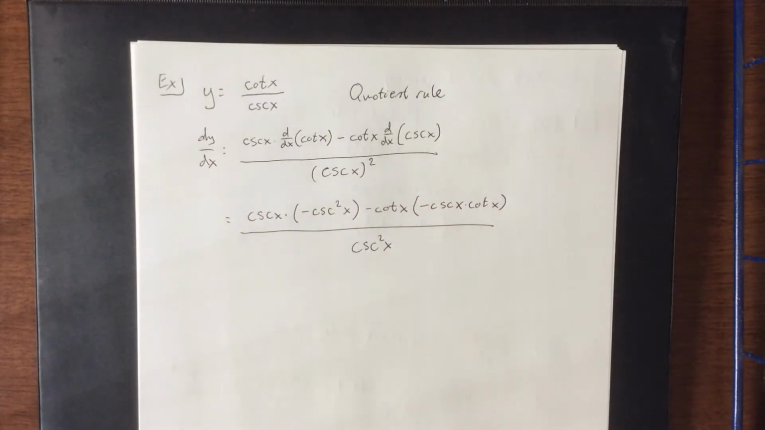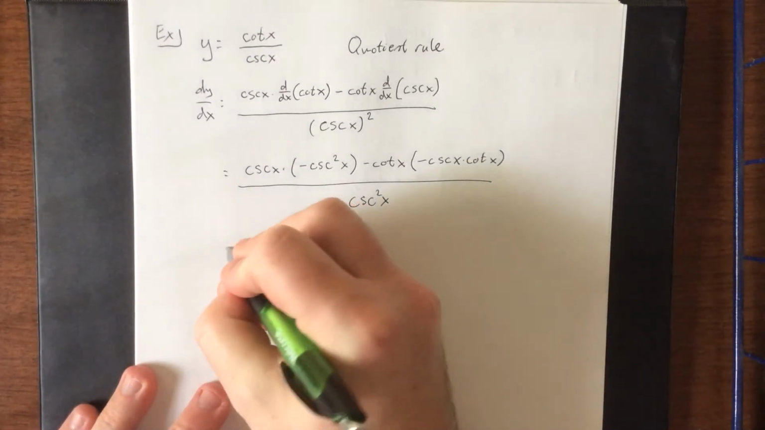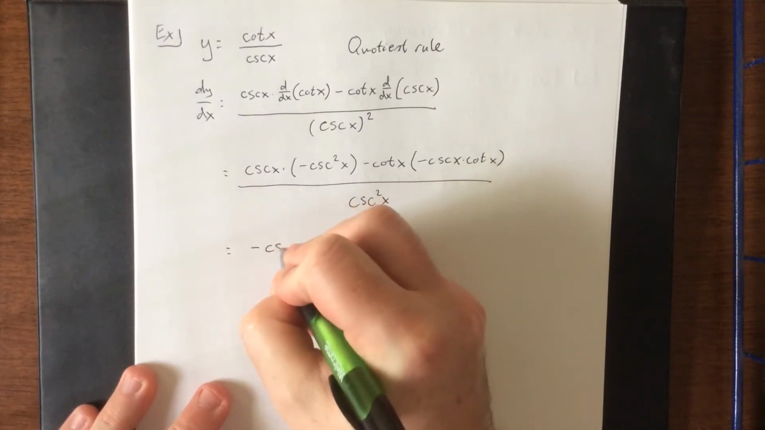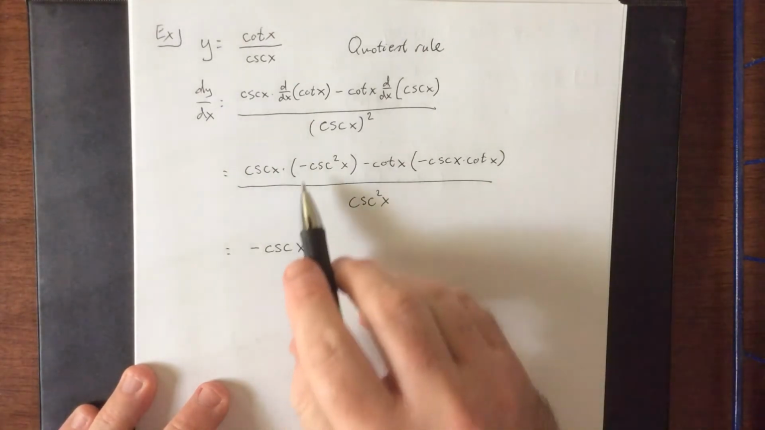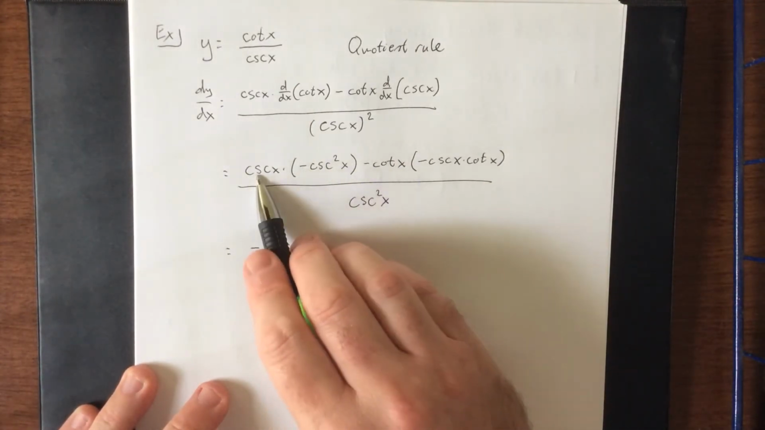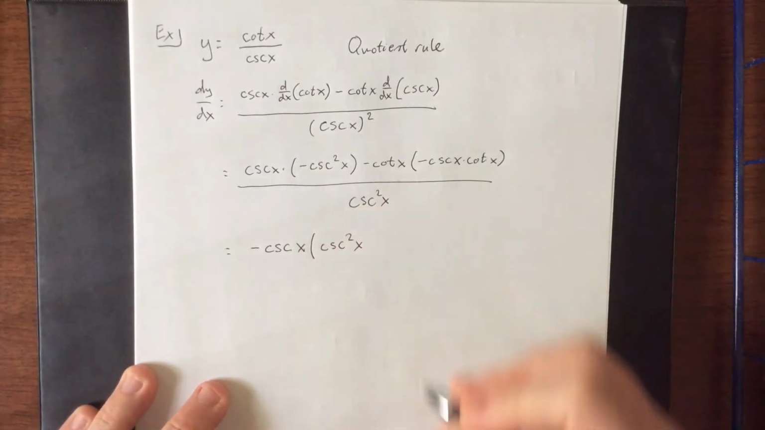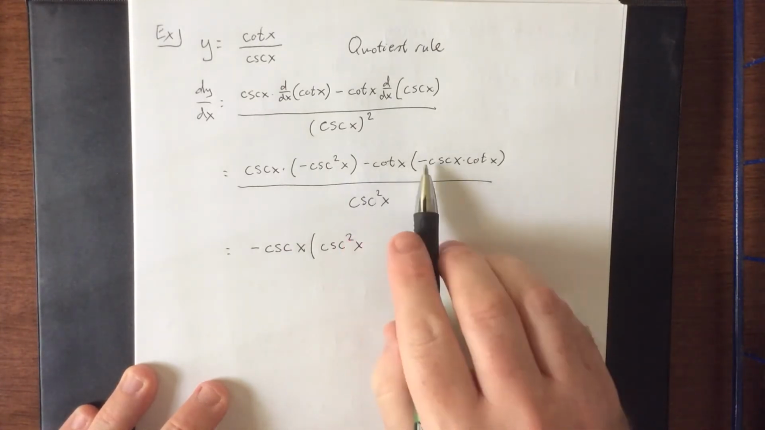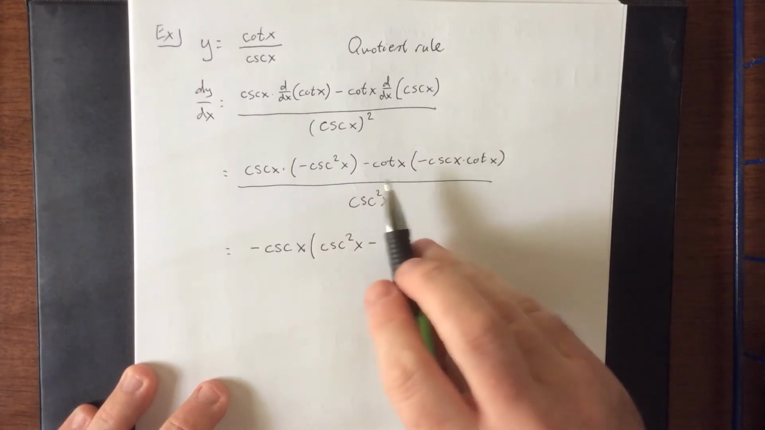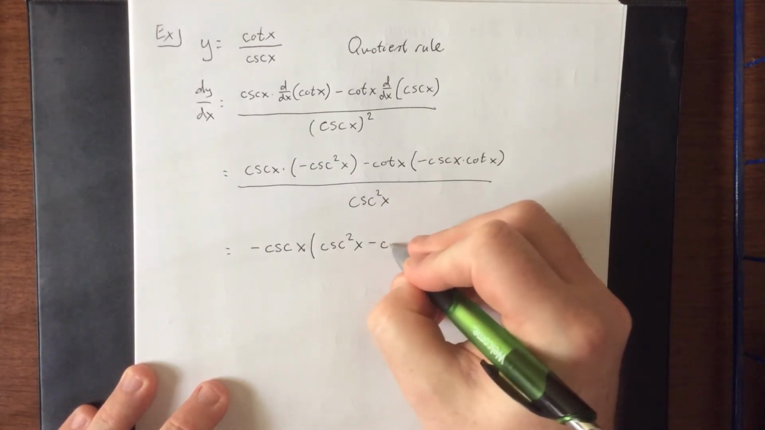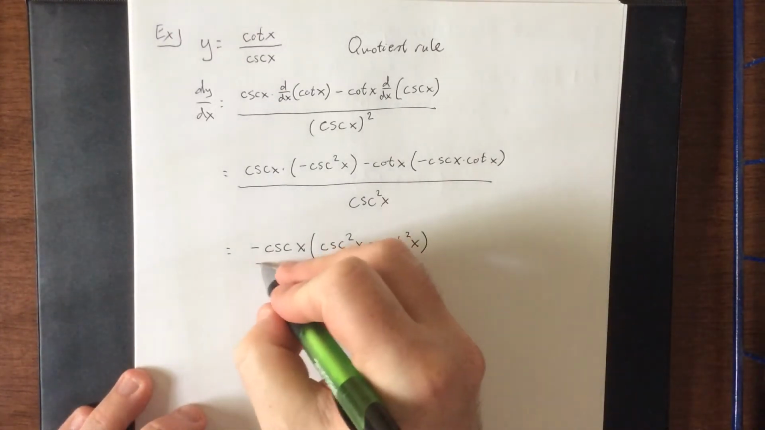Now it looks like we're going to be able to do quite a bit with this. As far as a greatest common factor from the numerator is concerned, I would actually like to pull out a negative cosecant of x. So from the first term, if we take away the negative and the cosecant of x, we'll be left with the cosecant squared of x. In the second case, since we had two negatives and we're factoring one out, we'll be left with a negative. Take away the cosecant of x, we're left with cotangent of x times cotangent of x, which is cotangent squared of x. Denominator remains the same.